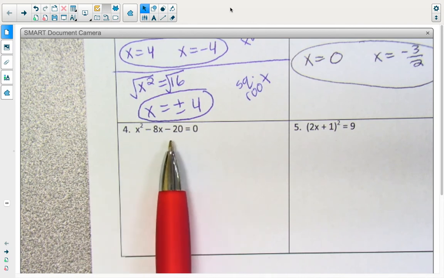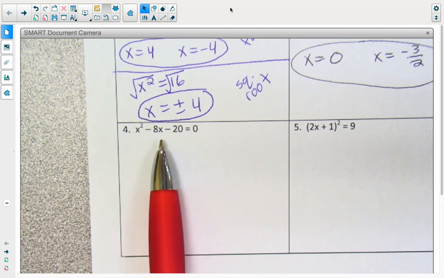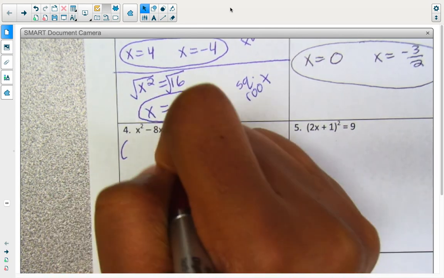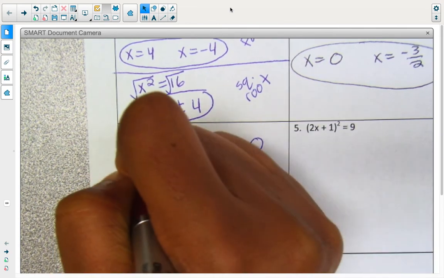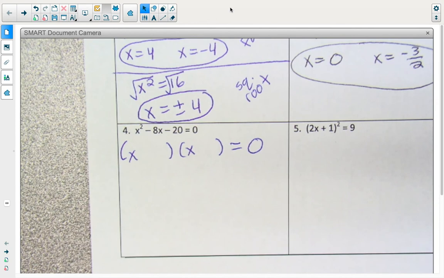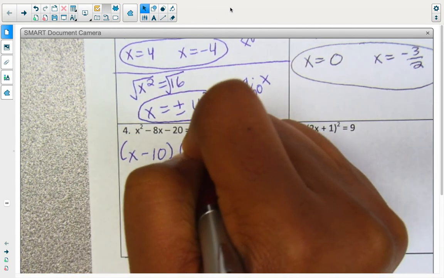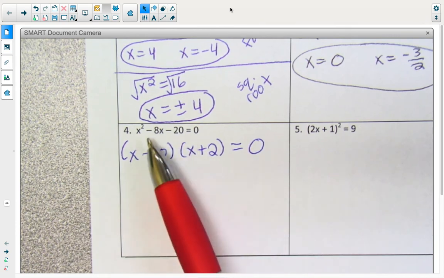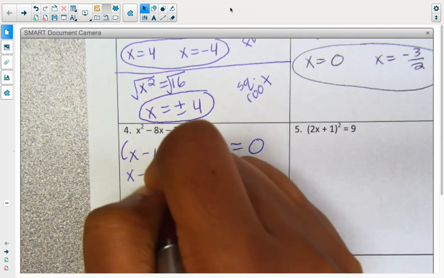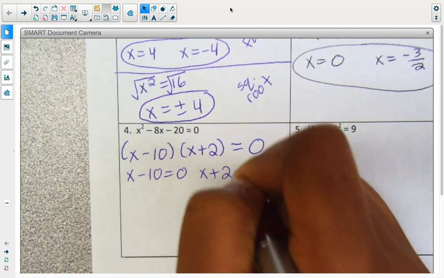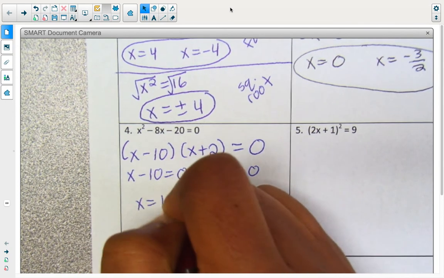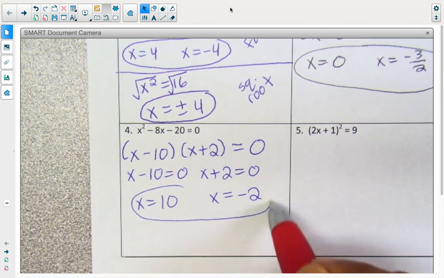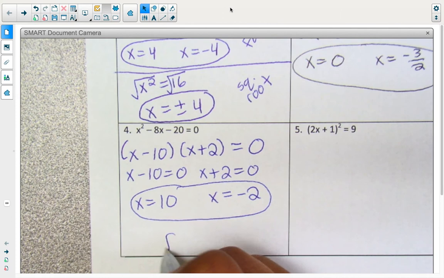This problem is already set up in factoring form. So we can just think of 2 numbers that multiply to give me negative 20 and add to give me negative 8. So if I set up my parentheses, it's going to multiply to give me negative 20, add to give me negative 8. So those numbers are negative 10 and 2. Negative 10 times 2 gives me negative 20. Negative 10 plus 2 gives me negative 8. You set each factor equal to 0, and you'll get your 2 different solutions. So one of my solutions is 10, and the other solution is negative 2. So for this particular problem, we solved it by factoring.